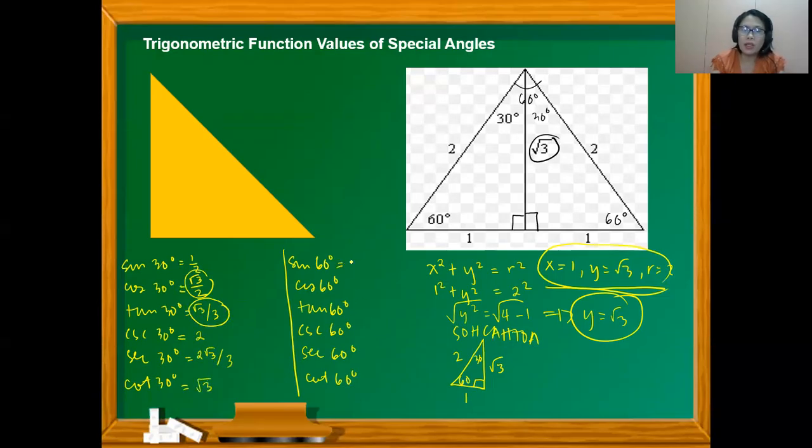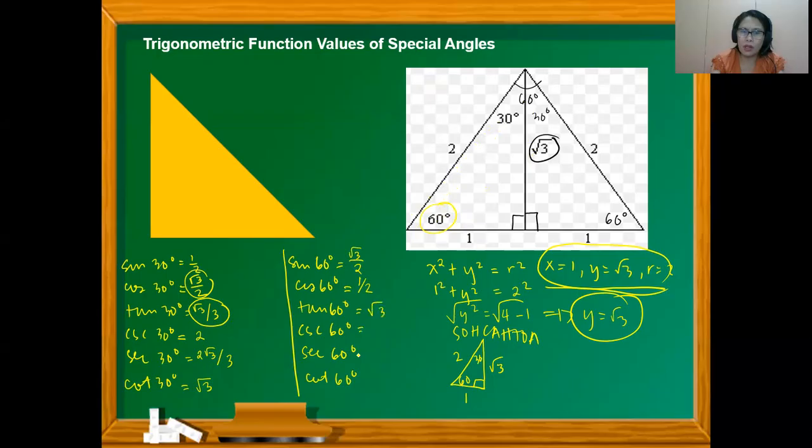Now with sine 60, this will be our reference angle. The opposite of 60 is square root of 3 over the hypotenuse, so this is square root of 3 over 2. Cosine 60 is adjacent 1 over the hypotenuse, so this is 1 half. Tangent 60 is opposite square root of 3 over the adjacent, so this is square root of 3.